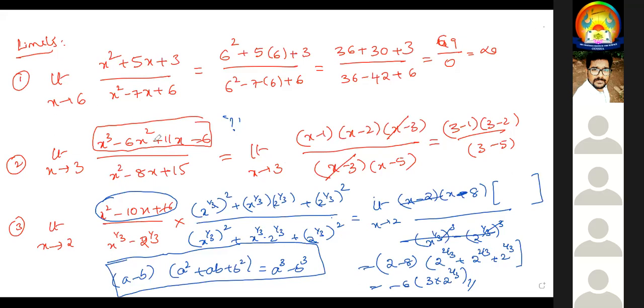Copied. Yes, sir. See, only one thing: here you will get a doubt as in the first question, how you factorized.